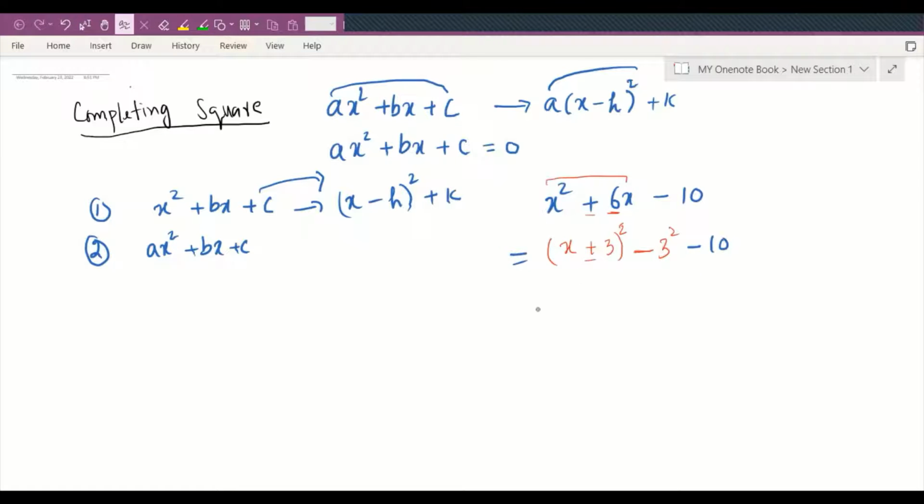So this thing is equal to this thing. Now we see here x plus whatever is here, squared. Minus 3 squared is minus 9, and minus 10. These are like terms, so we can write them as x plus 3 squared minus 19. Now we have expressed this expression in completed square form. This form is called completed square form, and as I said, we get something like this at the end.